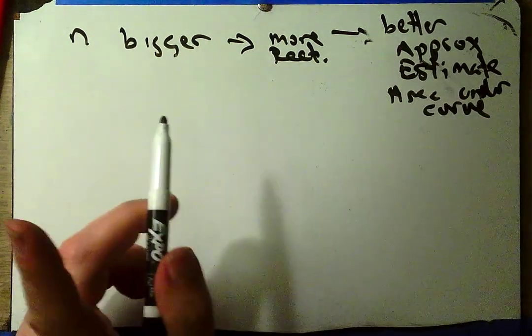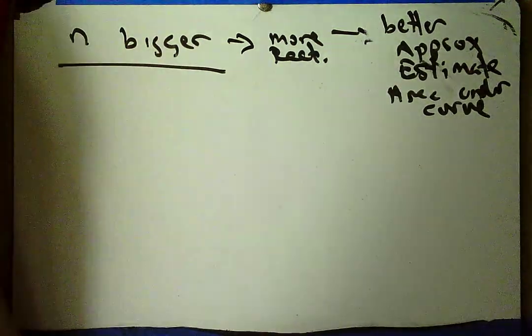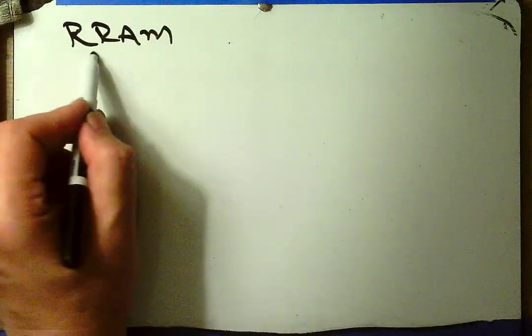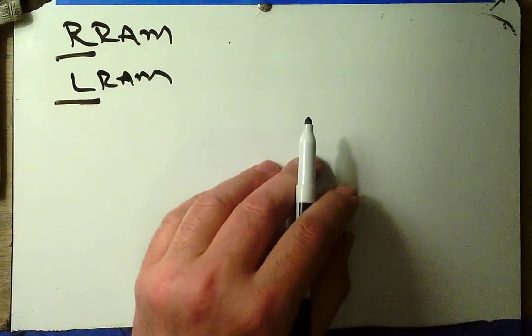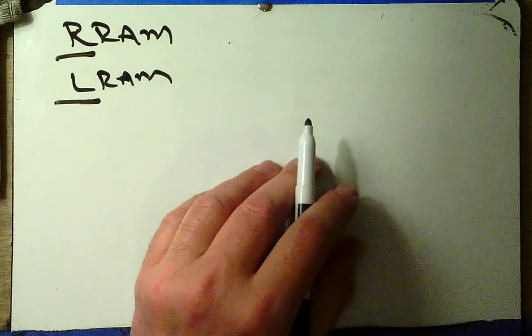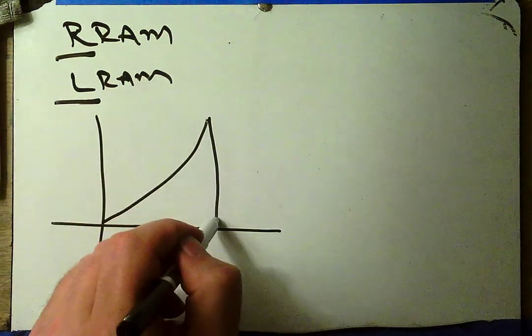Okay, but guess what? Not only could we change the n value to get closer, we could also try a different approximation. We saw RRAM. That meant start on the right side of the interval, use the height at the right side times that subinterval width. We saw LRAM, which said let's start on the left side of the subinterval and use the height over there. Well, I'd like to offer a third option.